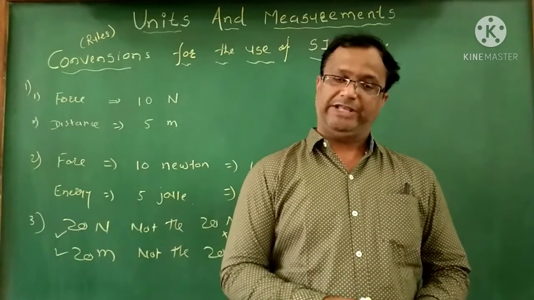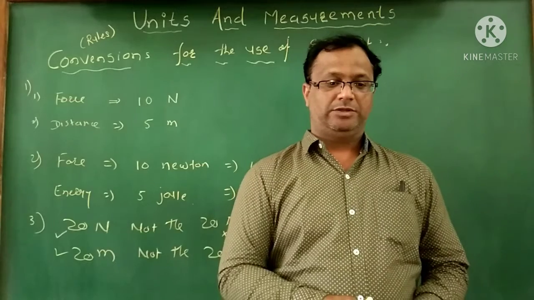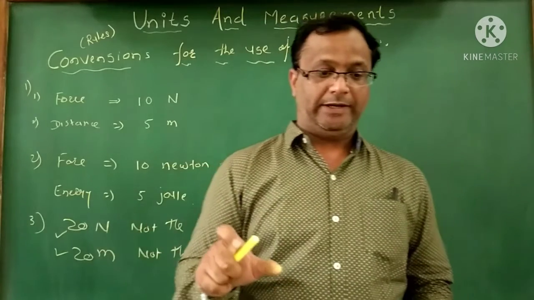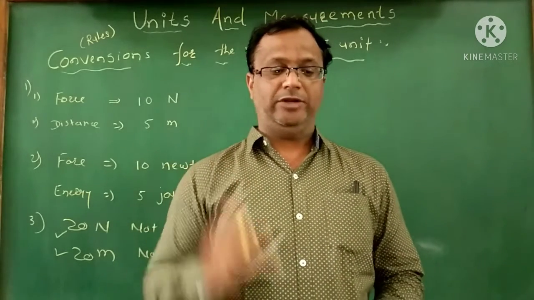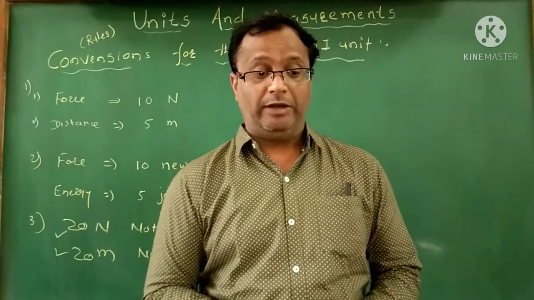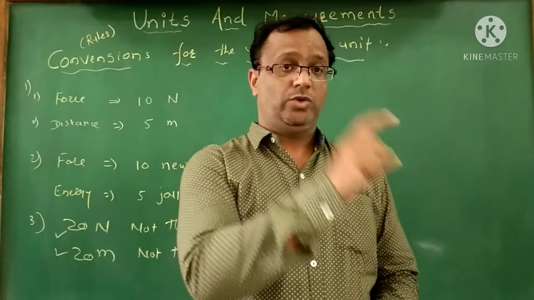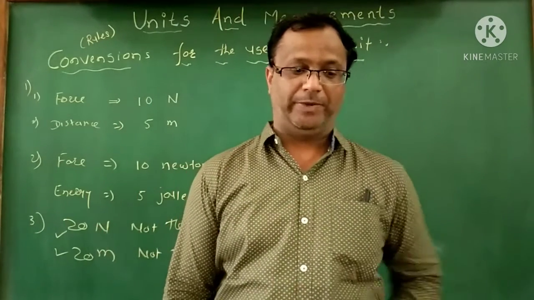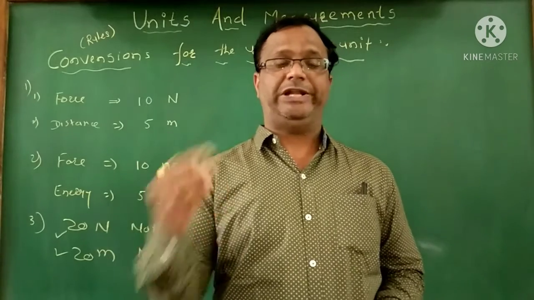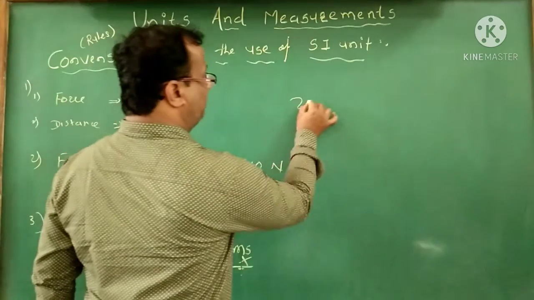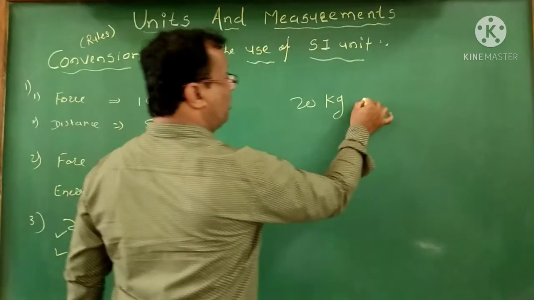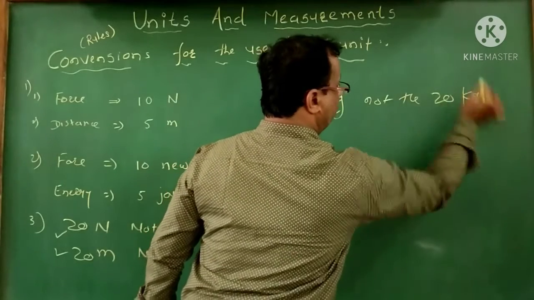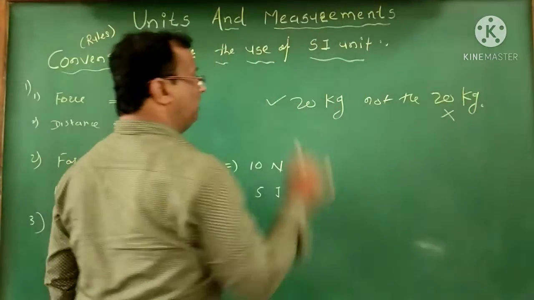Now, we want to see the next one, that is the fourth rule. The symbols for the unit do not contain any full stops at the end of the recommended letter. It means that don't give the full stop after the unit. For example, if we want to write down 20 kg, then we write simply 20 kg and not 20 kg with a full stop. So this will be the wrong one, and this will be the correct one.